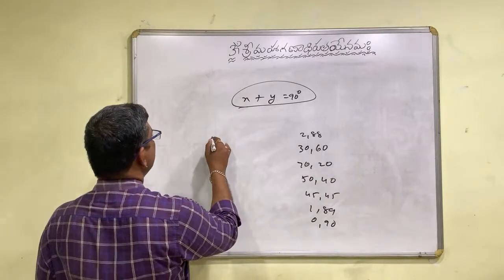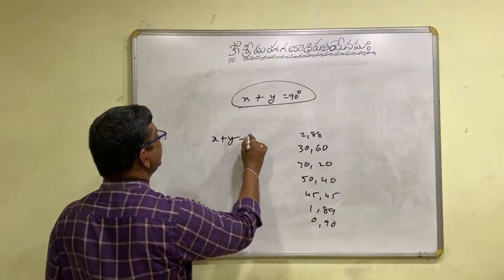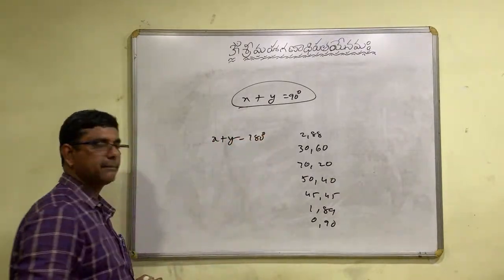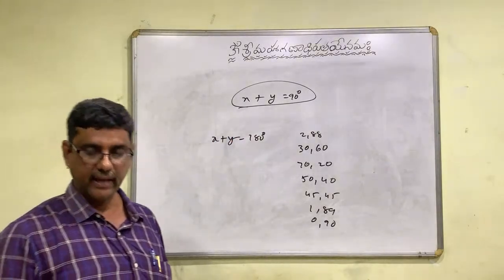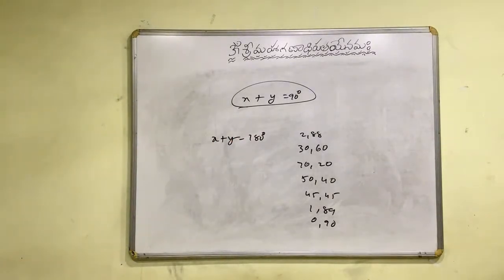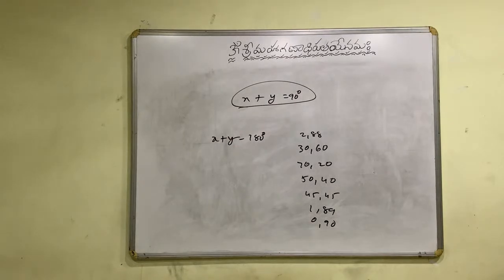Now, what happens if x plus y is 180? What happens if x plus y is 180? If x plus y is 180, what do we call those two angles, children? Supplementary angles. Very good. Supplementary angles.